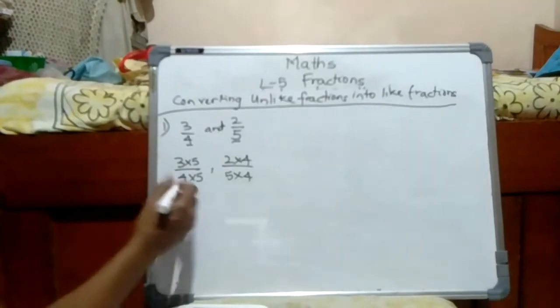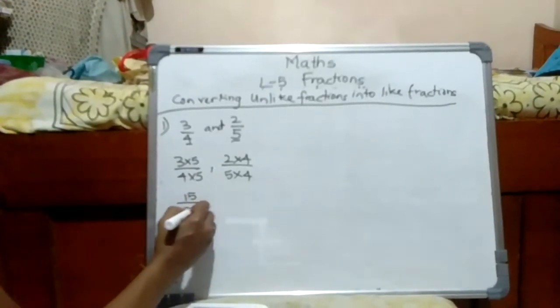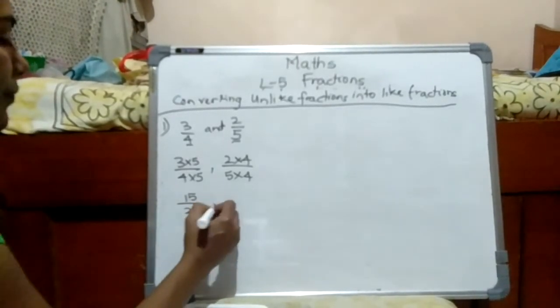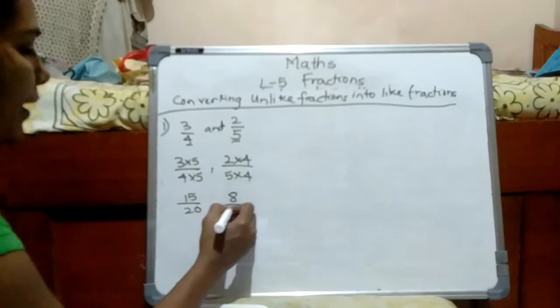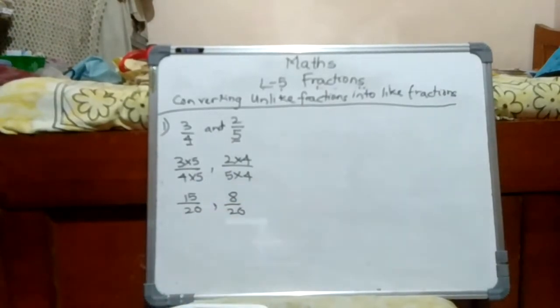Now 3 5s are 15, 4 5s are 20. Similarly, 2 4s are 8 and 5 4s are 20. We'll further see one more example.